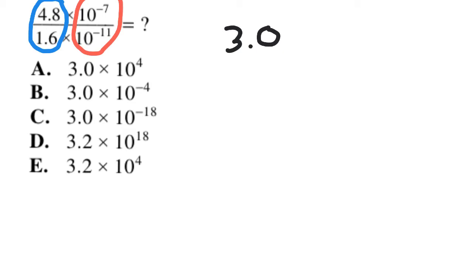Now, 10 to the negative 7th divided by 10 to the negative 11th. You have to remember your exponent rules, especially when they're being divided. So when I'm dividing two powers that have the same base, we keep the base the same and we subtract the exponents. And it's always the numerator minus the denominator. So in this case, it's going to be 10 raised to the negative 7th minus negative 11.